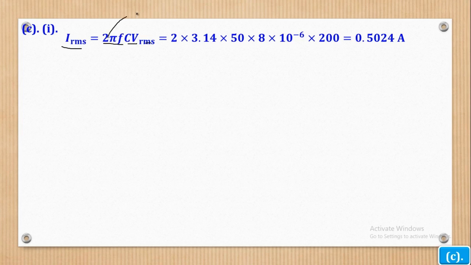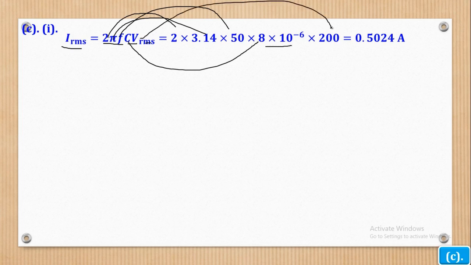So I shall substitute this 2 pi. Pi is this. Frequency was given as 50 Hz. Capacitance was in microfarad, so you change it to farad, which will be 8 times 10 to the power negative 6. Then the voltage was given as 200. So when I use the calculator, the whole of this will give me 0.5024 ampere.